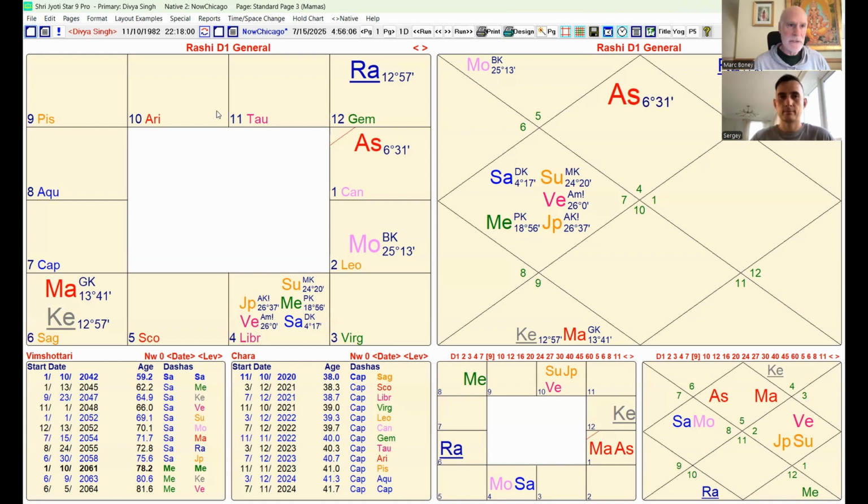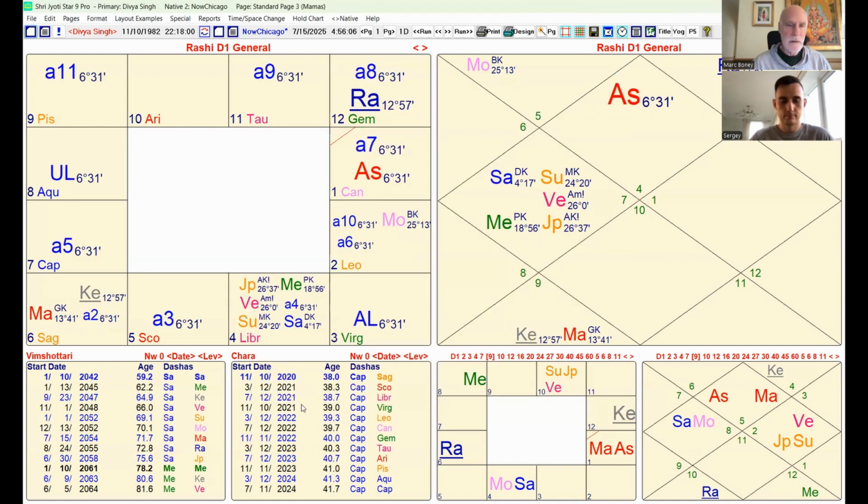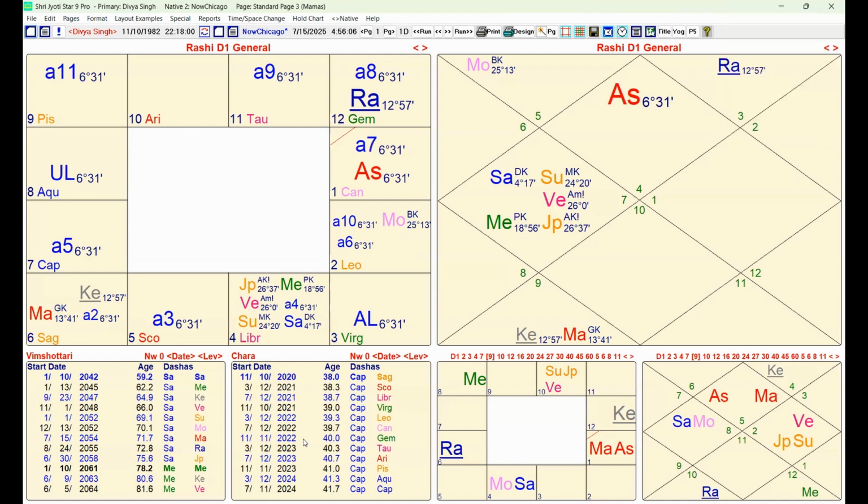Now, I will show you that our programs will give you this. So, really, rather than calling them padas, it's referring to them as arudas, right? And so you can see that all the padas, all the different arudas are identified here. The program identifies them. And so you can see how the aruda or the pada of the fifth house is identified here as being Capricorn.